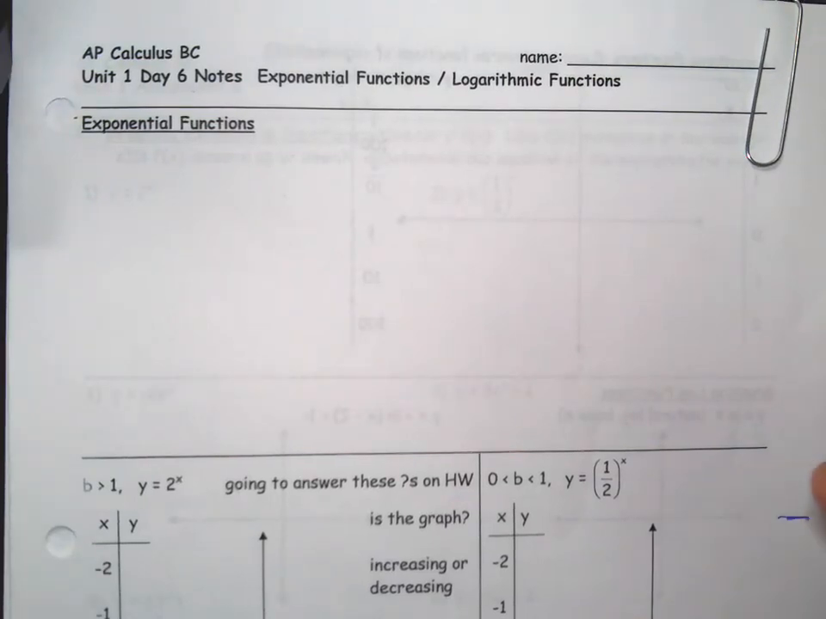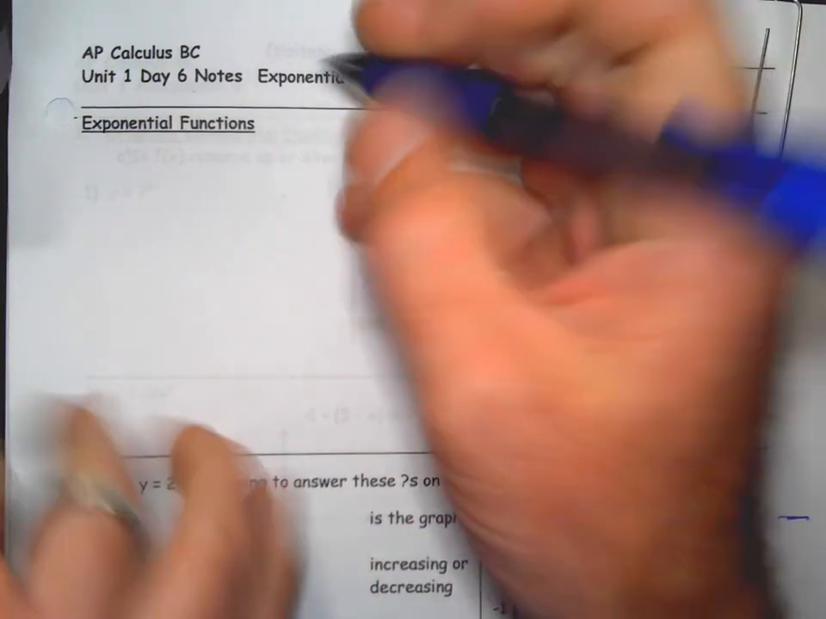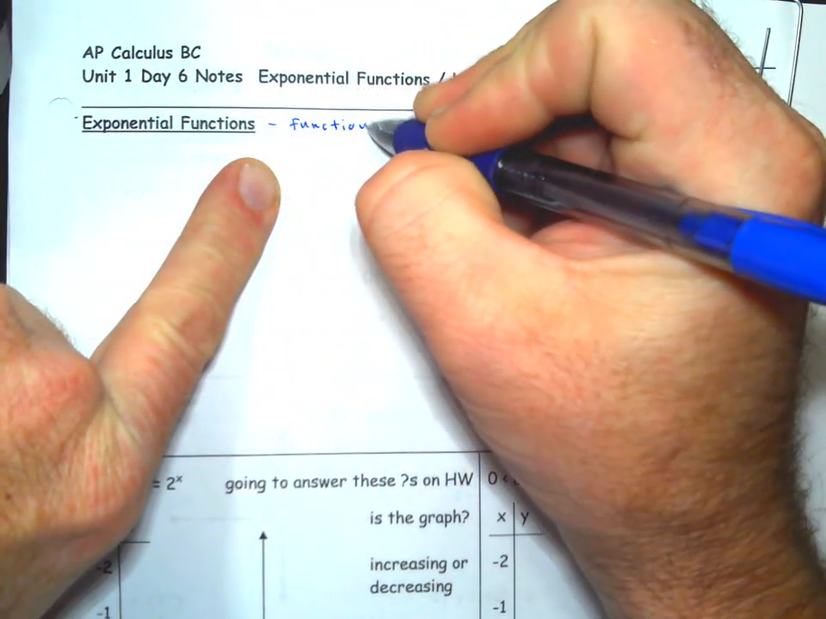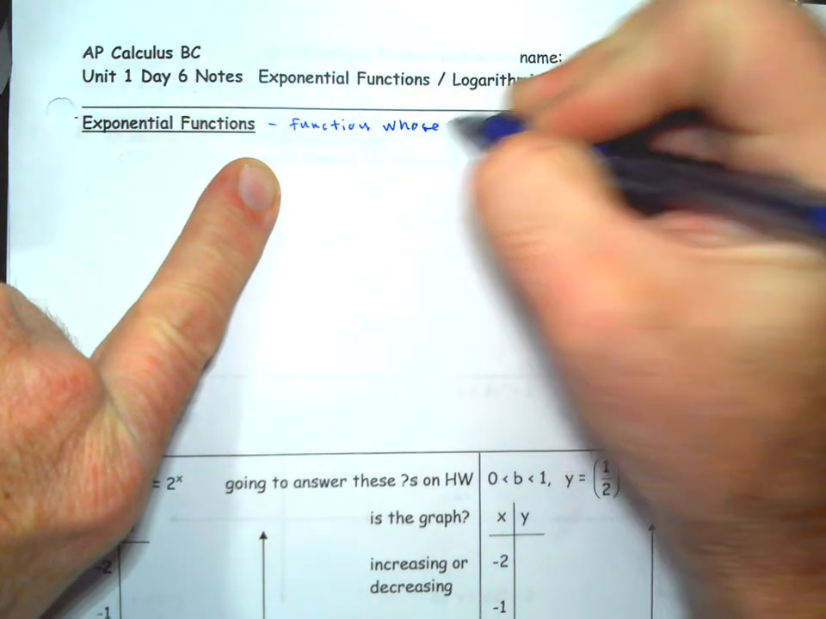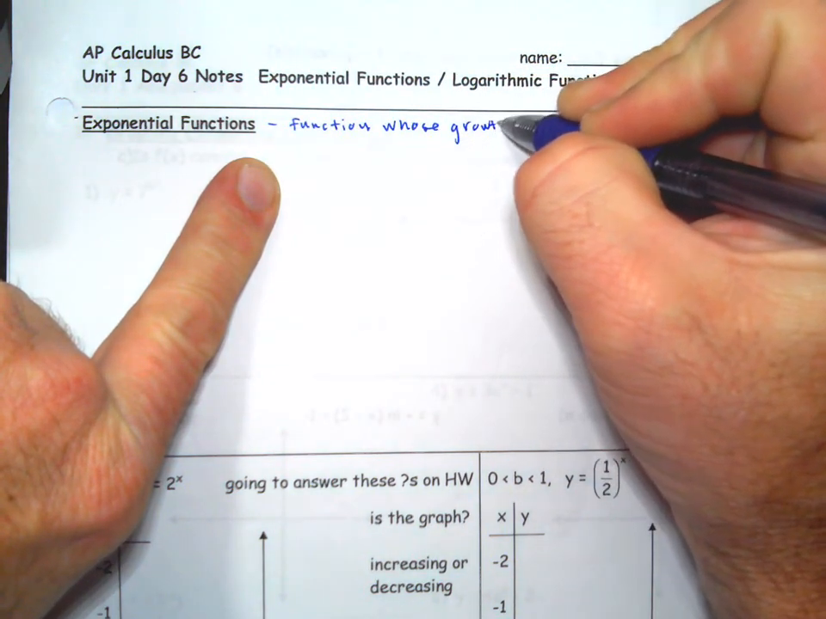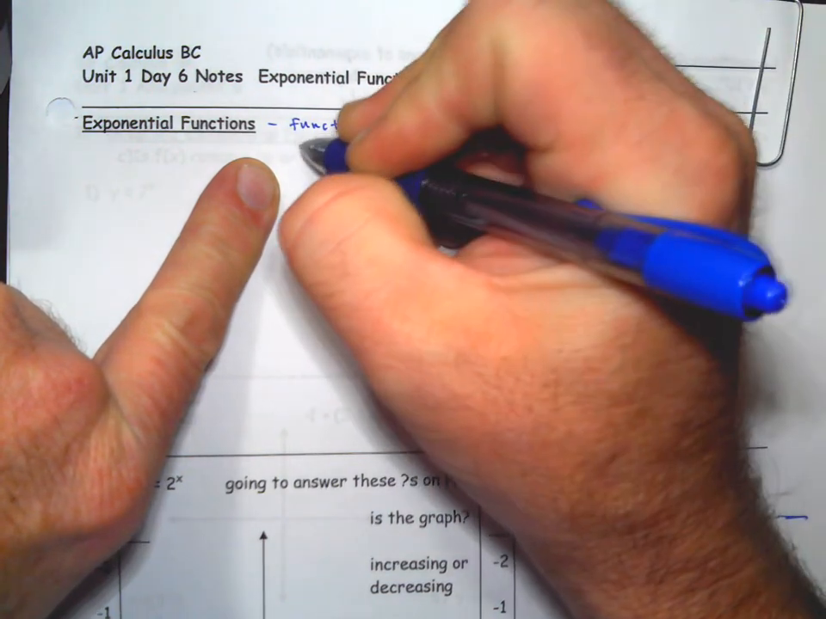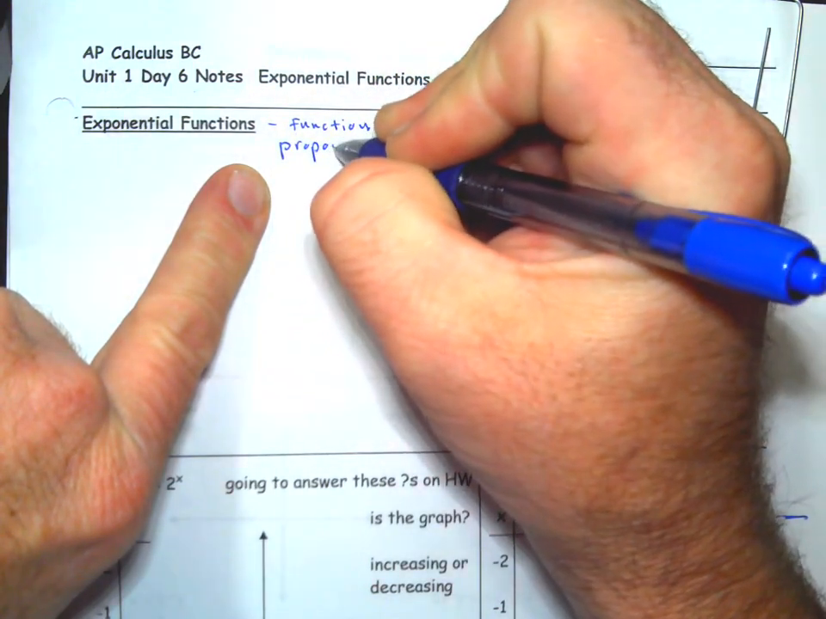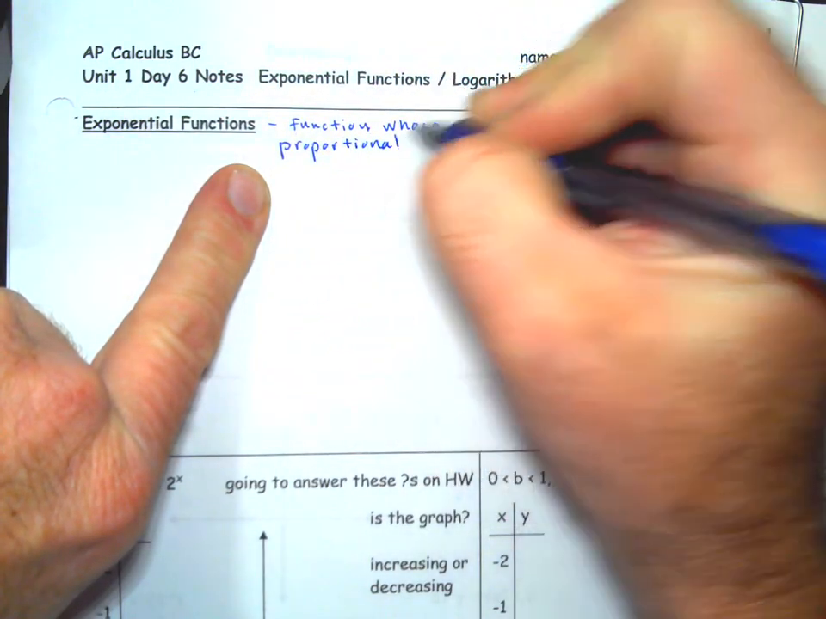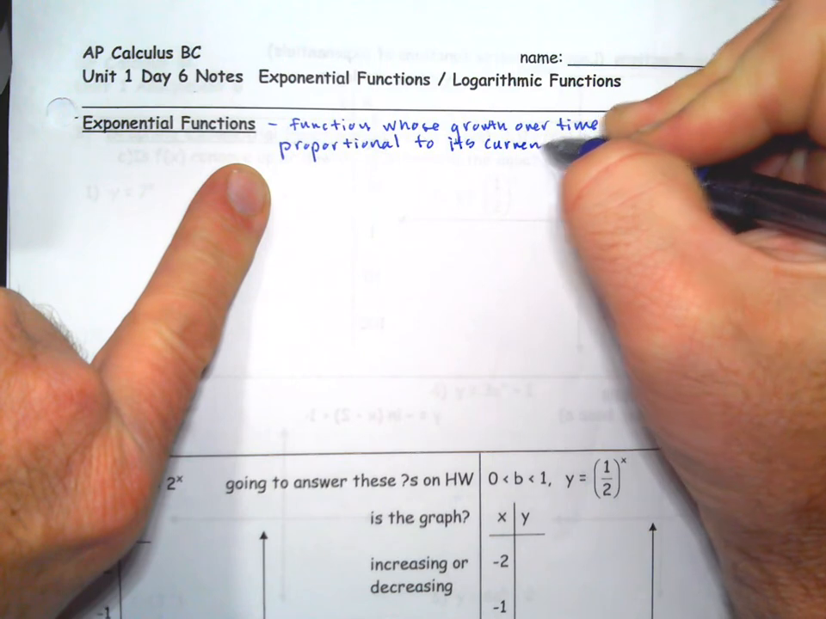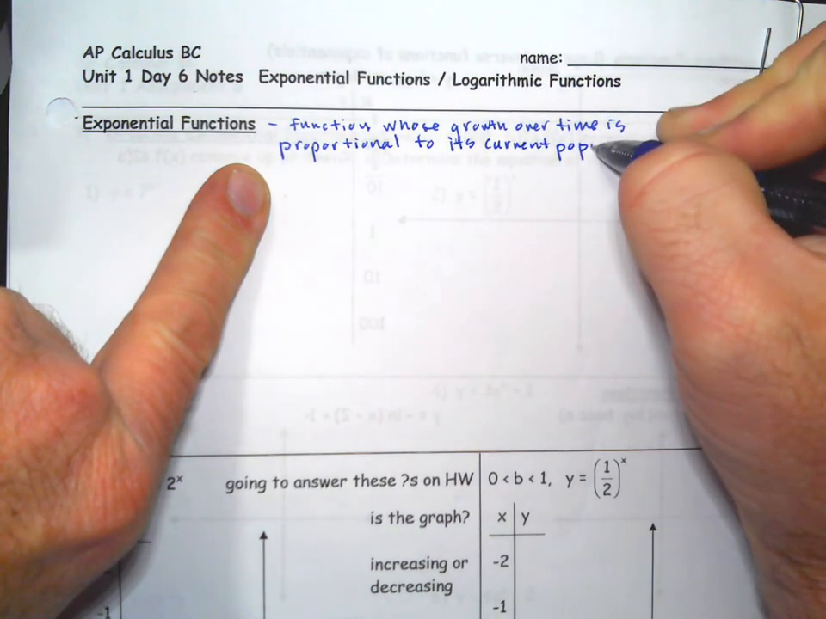All right, Calc PC, Unit 1, Day 6, Exponential Functions and Logarithmic Functions. So, exponential functions, definition is a function whose growth over time is proportional to its current population or amount or whatever.